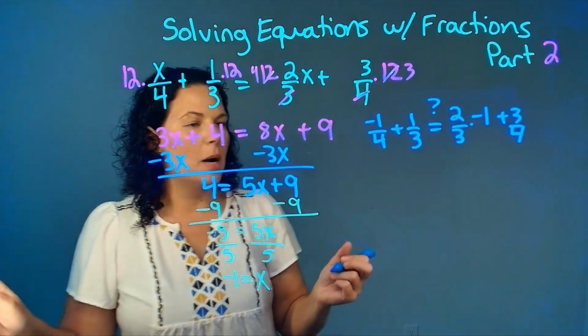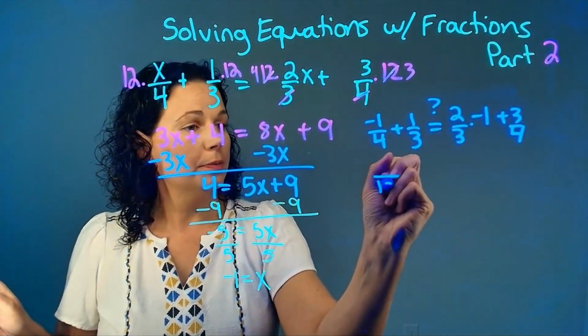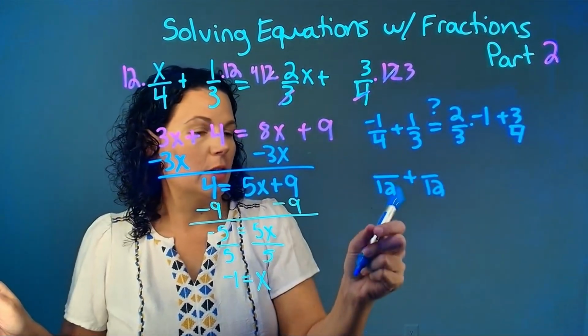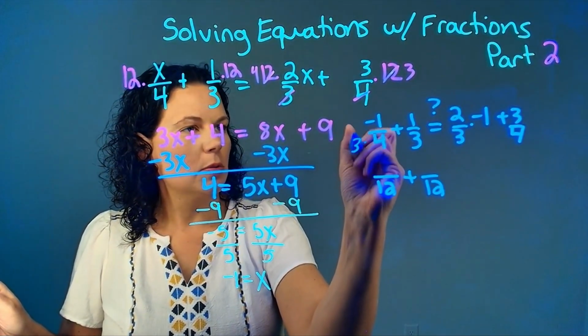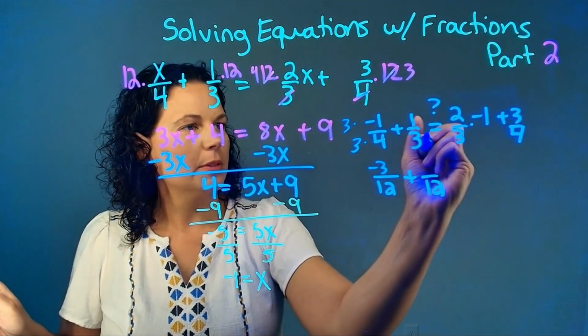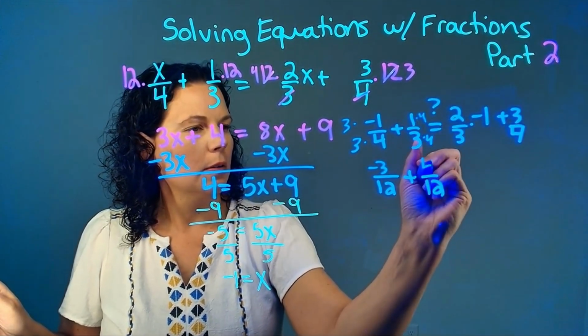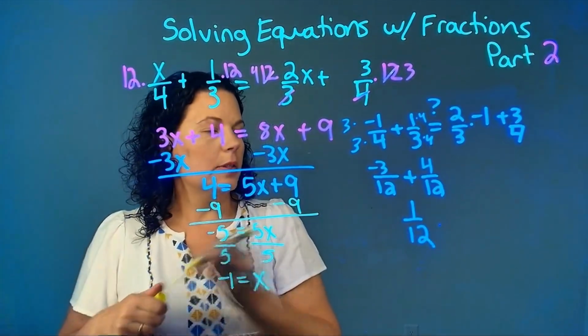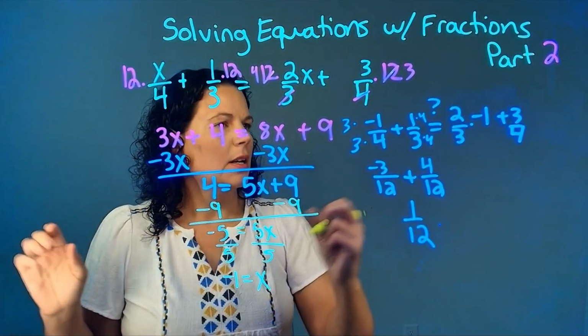So it looks like I need a common denominator of 12 for all of them, but I'm going to stick on this one side to start with. So that was times 3. That was times 4. So I get 1/12 when I check that side. I'll do this in another color so maybe it's easier to see.